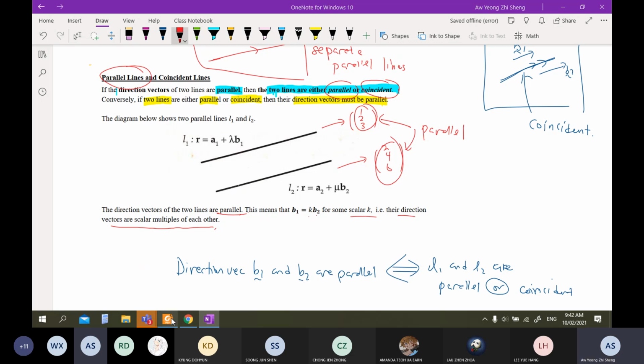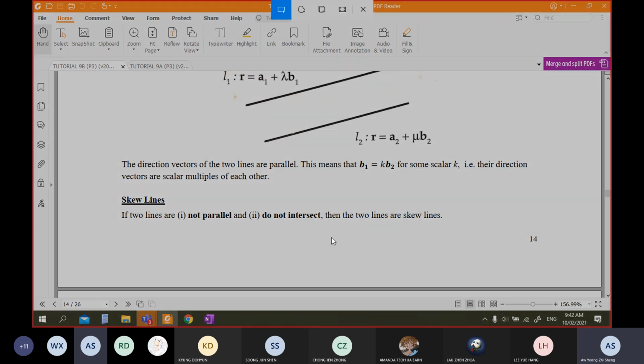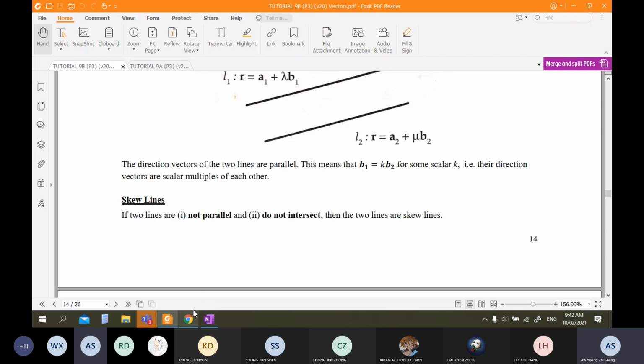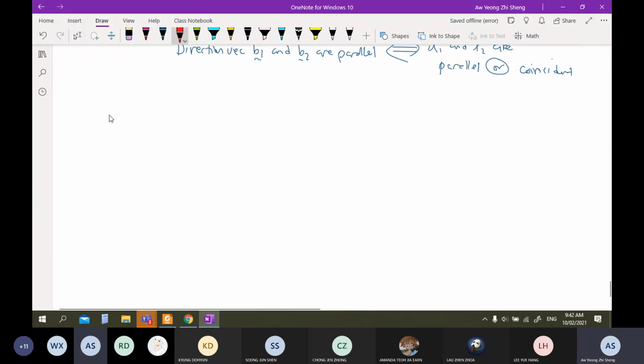Now let's go to the last part of page 14. To show that two lines are skew, there are two things that you need to establish. This is also very important because in the exam, there are many past year questions that ask you to show that two lines are skew. And so to show that two lines are skew, there are two things that you need to establish.